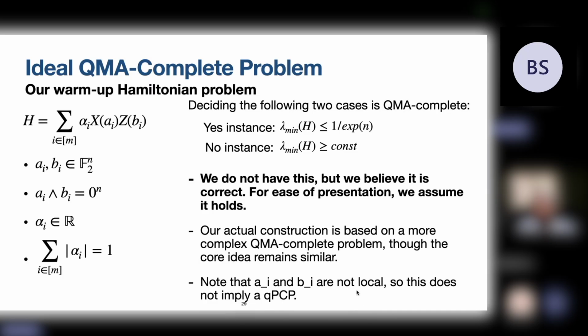Another thing is that A and B are not local. That's very important. Otherwise, it becomes the local Hamiltonian problem. Otherwise, if you want the gap to be a constant and you also assume A and B are local, then you directly prove the quantum PCP conjecture.